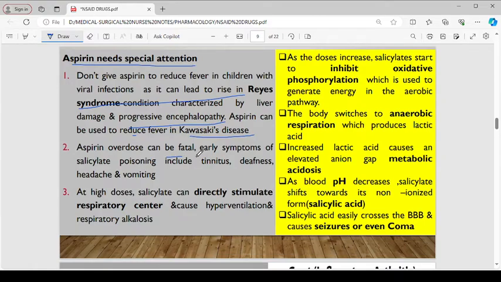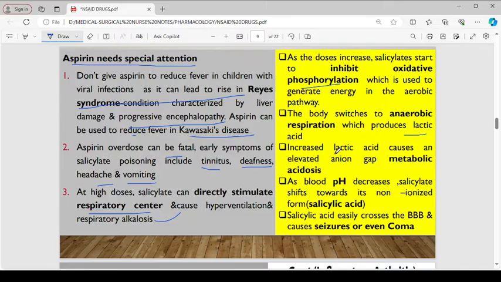So early symptoms of salicylate poisoning, you need to know them, and they include tinnitus, deafness, headache, and vomiting. At higher dosages, you find salicylate can directly stimulate respiratory centers and cause hyperventilation and respiratory alkalosis. So as the dosage increases, salicylate can start to inhibit oxidative phosphorylation, which is used to generate energy in the aerobic pathway. Remember, the body will switch to anaerobic respiration, which now is going to produce more lactic acid.